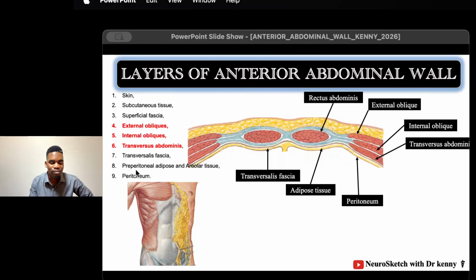But this, I told you, it depends on the approach. If you're going from the lateral approach, we have 3 muscles. What are they? We have the external oblique, the internal oblique, and transversus abdominis.